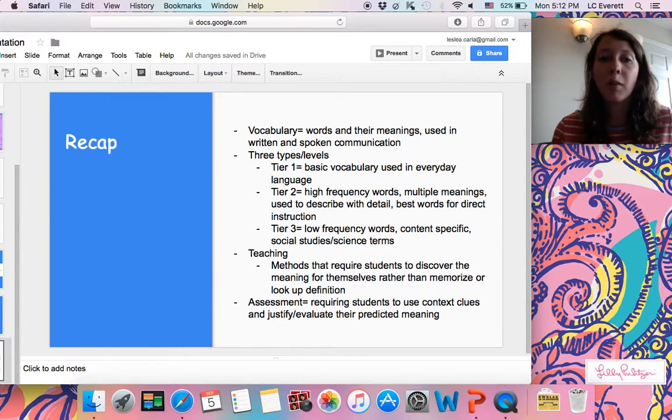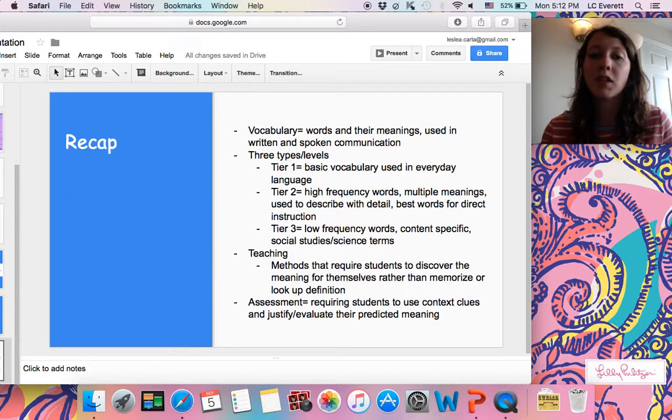When you're teaching vocabulary, the best methods to use are methods that require students to discover the meaning for themselves rather than memorize or look up a definition. That requires them to use context clues in the text around the word they've been given. And when you're assessing students, require them to use context clues and then to justify or evaluate the predicted meaning of the word, to then check themselves to see if they were correct and that they have a good understanding of the word.